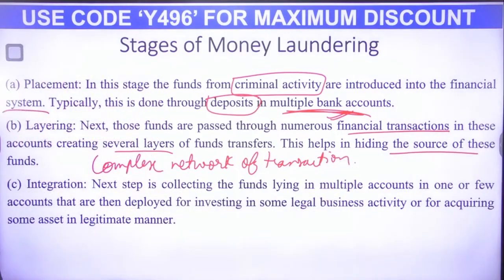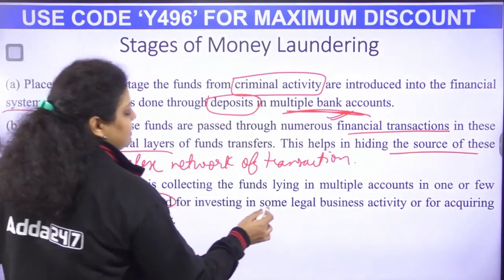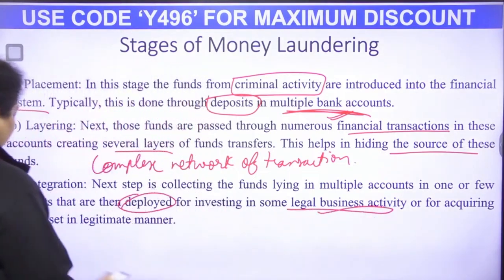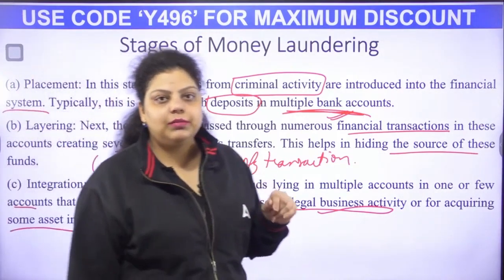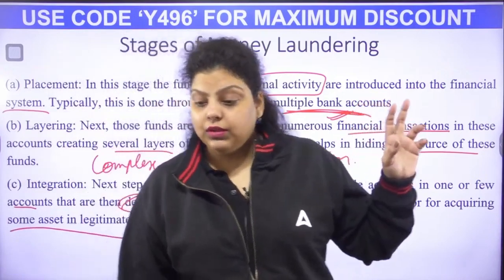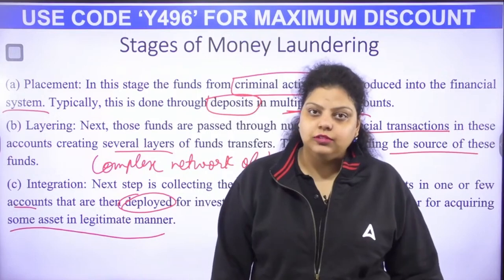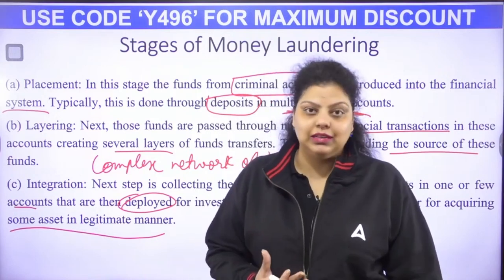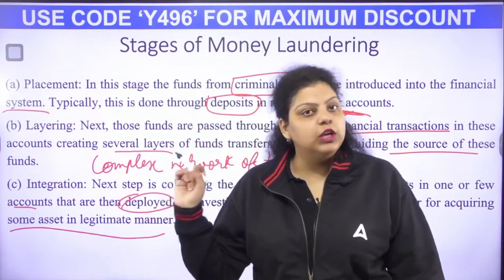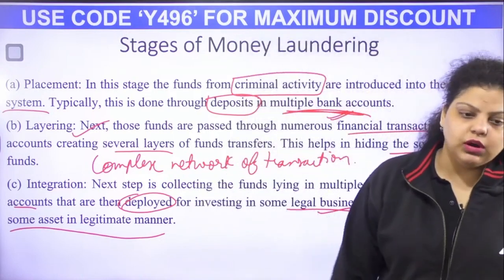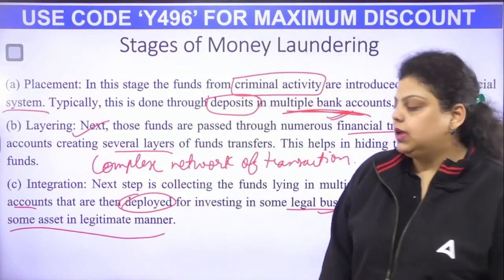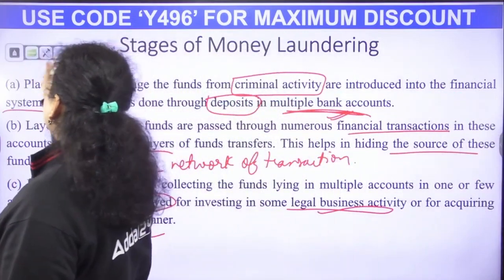Okay. Now third, we have integration. The next step is collecting the funds lying in multiple accounts into one or a few accounts that are then deployed for investing in some legal business activity or acquiring some assets in a legitimate manner. Now in integration, I will be purchasing my house, starting my business, let's say purchasing some luxurious cars. So this is how I am creating my personal assets. Now, if someone asks where you purchased this luxurious car from, I can simply say that I invested in a mutual fund, got the return and invested the money there. Okay, so these are the three stages by which money laundering can be done.